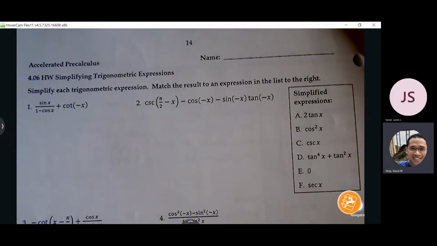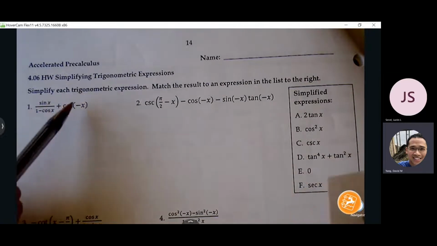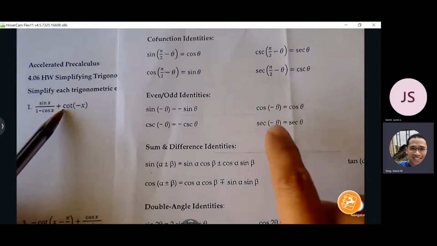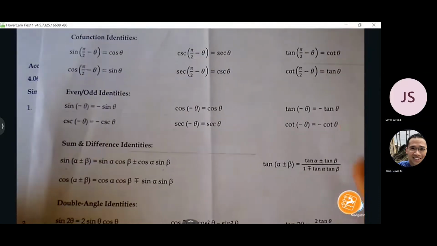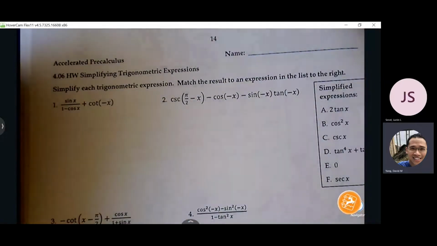All right, so simplifying each trig expression. Let's see. Okay, we have some nice properties that we can apply here. We know that cotangent of negative x, that's an odd identity. So cotangent of negative x will just become negative cotangent of x. So we just pull that negative out in front and just continue to simplify from here.